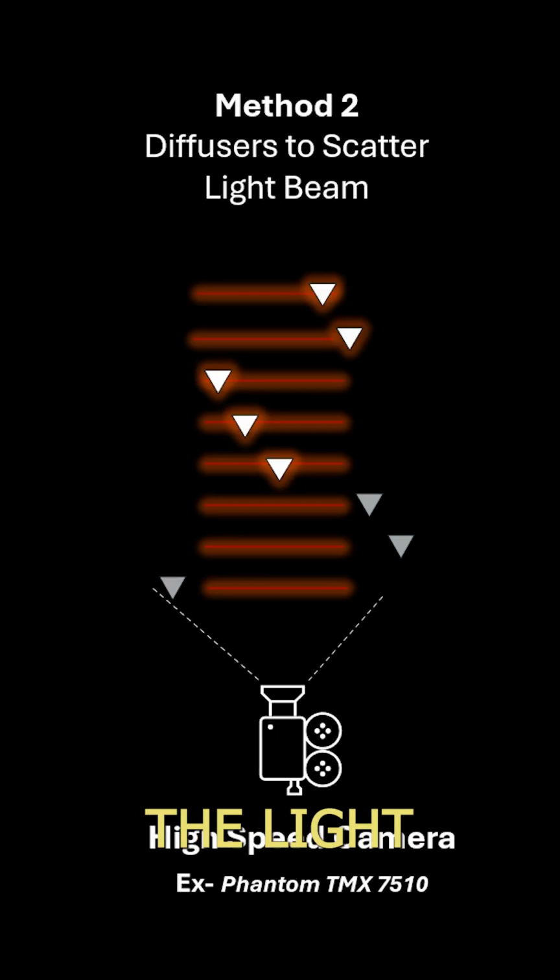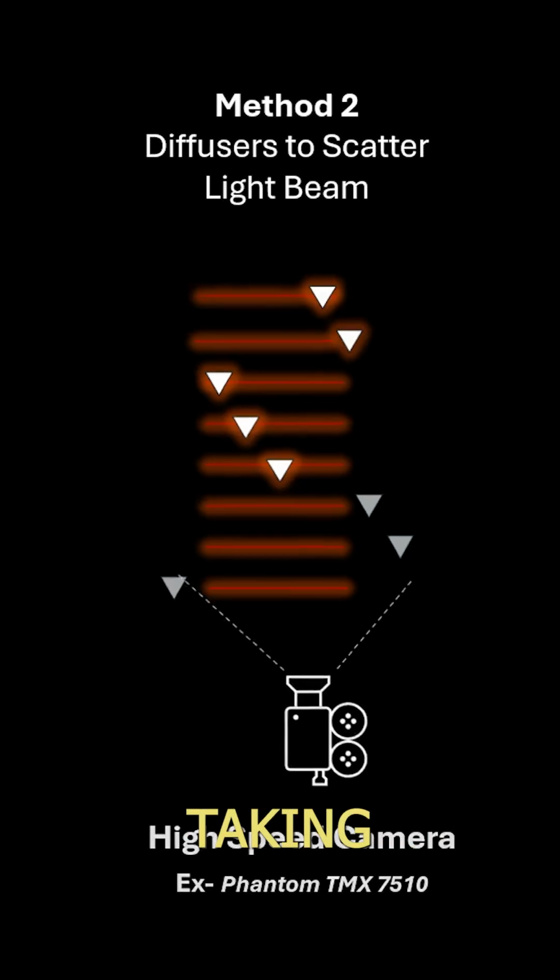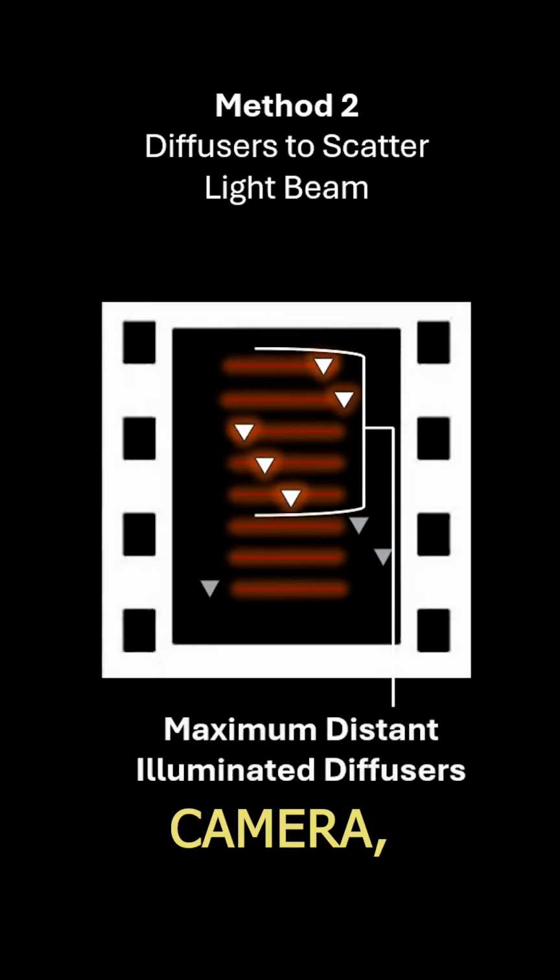But in the case where the light has not reached the diffuser or it has already passed it, the diffuser won't be visible. So by taking a snapshot from a high-speed camera, we can see which is the nearest or farthest diffuser illuminated by the light beam, and thus can estimate the length of the light beam.